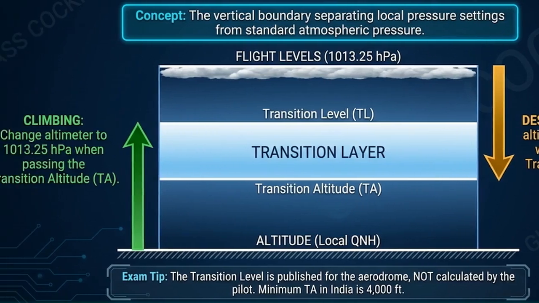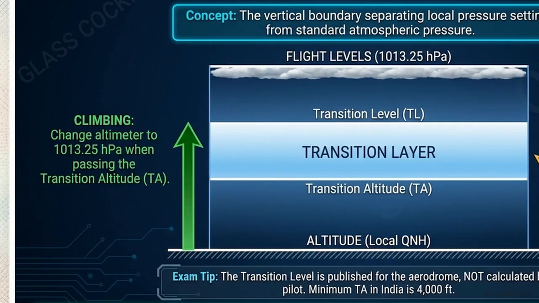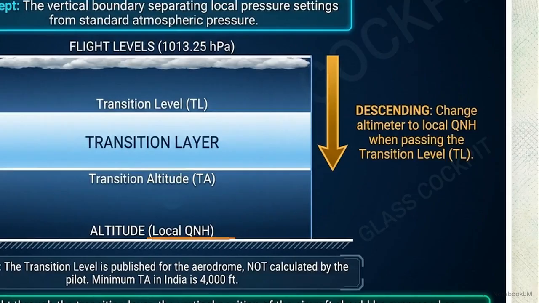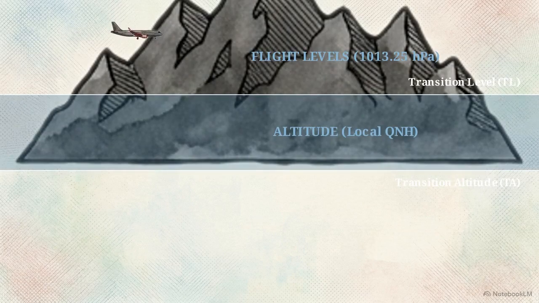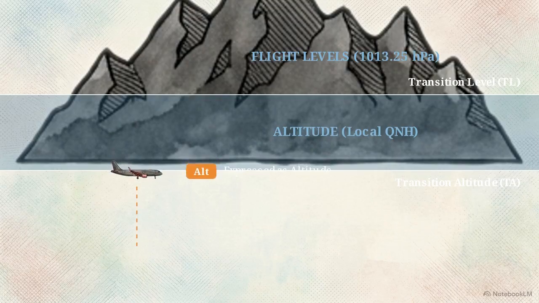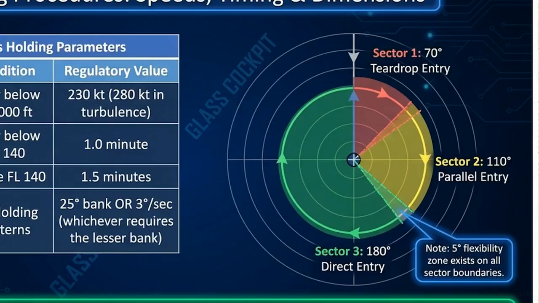The altimeter toggle is precise. Climbing through the transition altitude, you switch your altimeter to 1013.25 hectopascals to fly flight levels. Descending through the transition level, you switch back to the local QNH to read actual altitude above sea level. The vertical position of an aircraft descending through the transition layer is expressed exclusively as altitude to maintain vertical separation from local terrain.